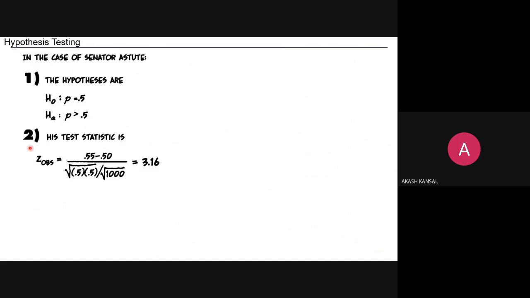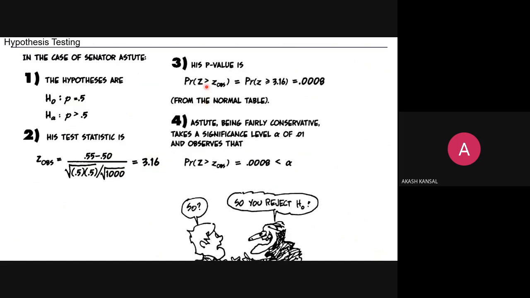The test statistic we formulate is (p cap minus p naught) upon the square root of p naught into (1 minus p naught) divided by n, with p cap 0.55 and p naught 0.5. So this is 3.16. Now let's see the probability of Z observed. Probability Z greater than Z observed is probability Z greater than 3.16. This is 0.0008, which we have gotten from the normal table. Now let's interpret this.